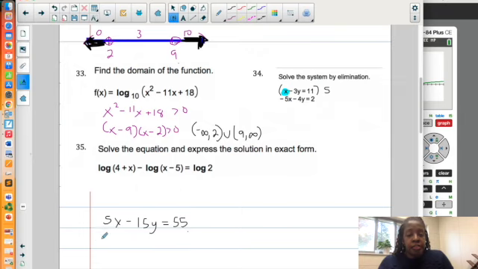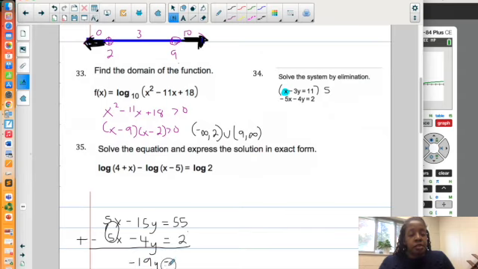And then I get negative 5x minus 4y is equal to 2. Now, what do I do? I'm going to add these equations straight down and watch what unfolds. Something gets eliminated. 5 plus negative 5 is a 0. The x gets eliminated. Negative 15 and negative 4 make negative 19y.